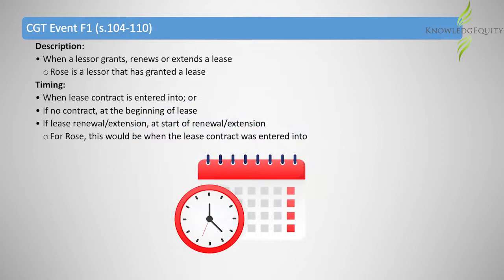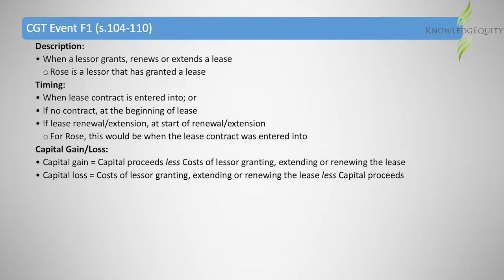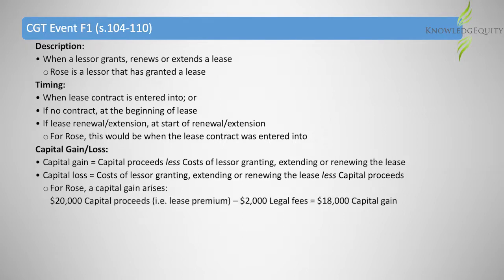For Rose, the time of CGT Event F1 would be when the lease contract was entered into. The capital gain under CGT Event F1 is the capital proceeds from granting the lease in the form of a lease premium less the costs of granting it. Here, the capital gain for Rose would be equal to the $20,000 lump sum premium, less the $2,000 in legal fees, being $18,000.